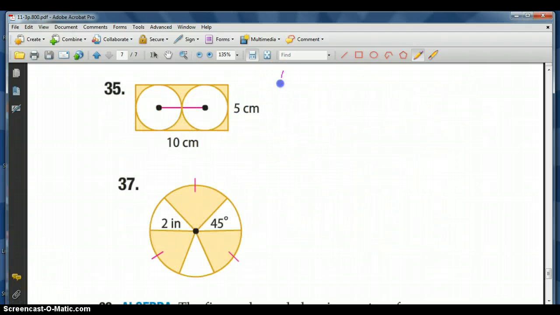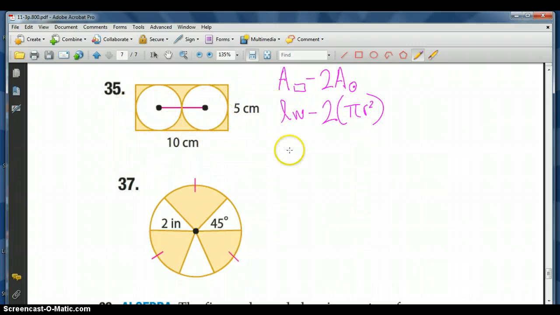For number 35, our total area will be equal to the area of the rectangle minus 2 times the area of one of these circles. So, because we're subtracting 2 circles away from this total area to get the remaining area. So the area of the rectangle is length times width. The area of a circle is pi r squared. So the length and width of my rectangle are 10 and 5.